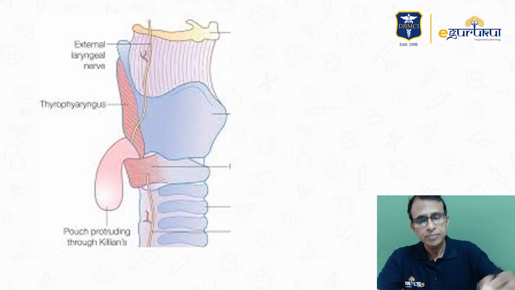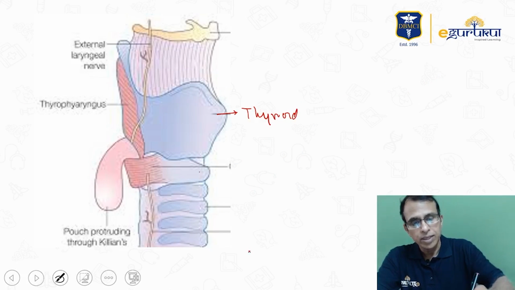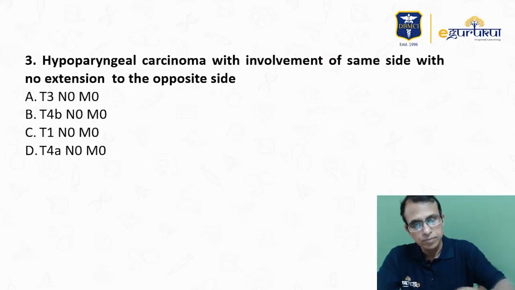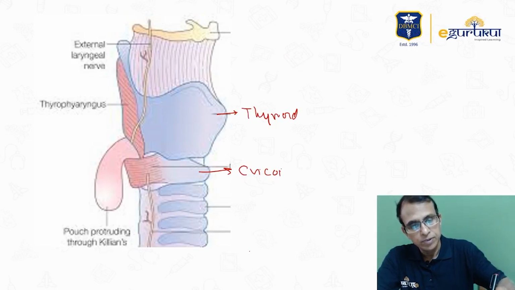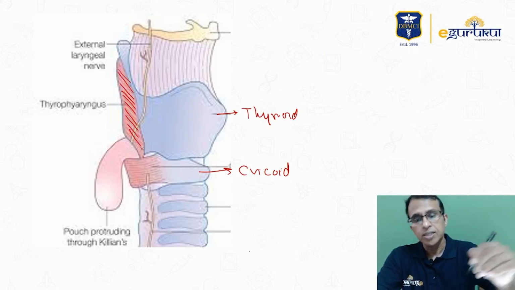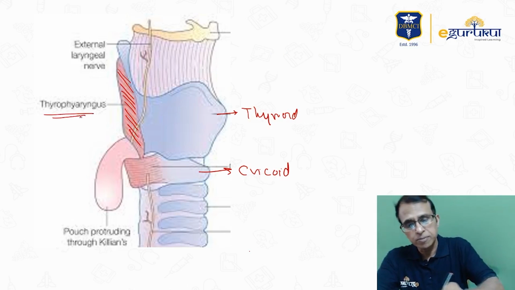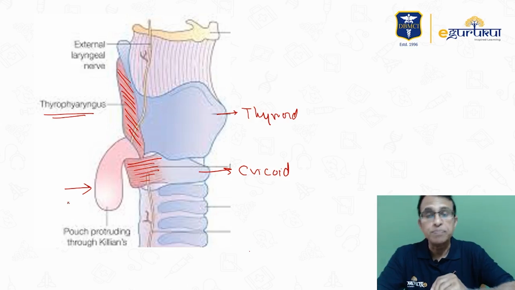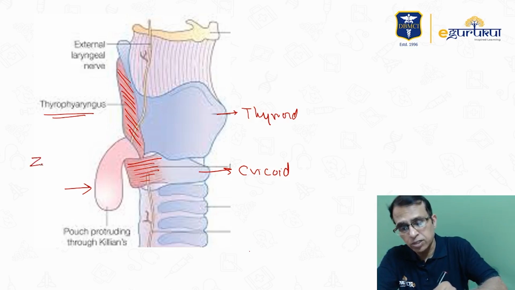So look at this diagram. This is the thyroid cartilage and this is the cricoid cartilage. Now can you see this muscle comes from the thyroid cartilage to the pharynx, thyropharyngeus muscle, and this muscle comes from the cricoid cartilage, it is cricopharyngeus muscle. And this pouch is that pouch that comes between the two muscles, and this pouch is called Jenker's diverticulum.